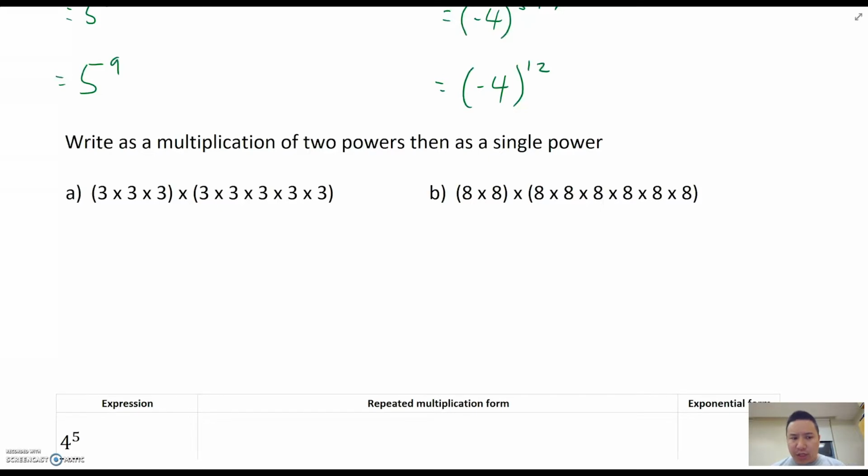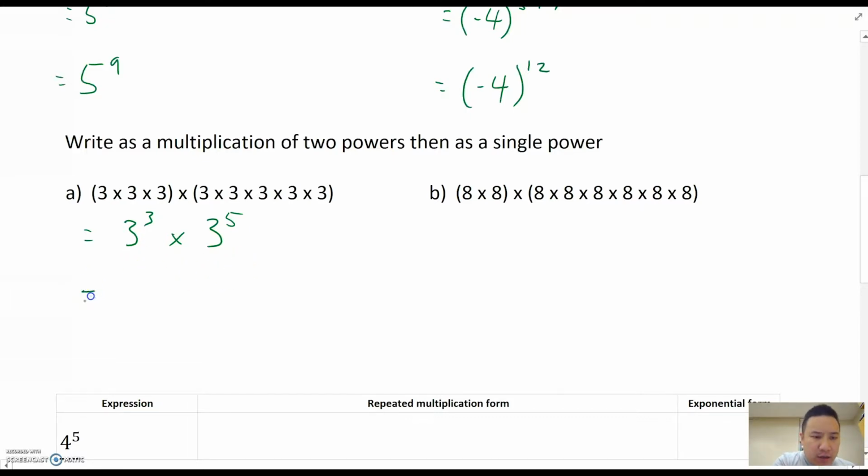So 3 times 3 times 3, this first set of brackets here, is just 3 to the power 3. And this is going to get multiplied by the next set of brackets. 3 times 3 times 3 times 3 times 3, that's 3 to the power of 1, 2, 3, 4, 5, 3 to the power 5. Okay, so we got the first part done, right? Write as a multiplication of two powers. There we go. We got two powers being multiplied together.